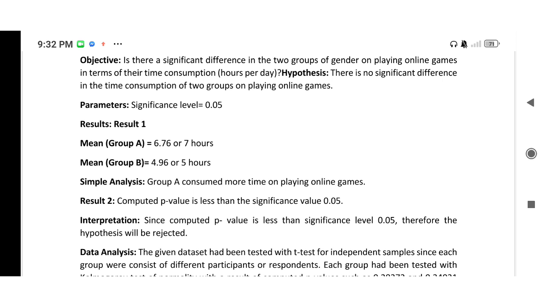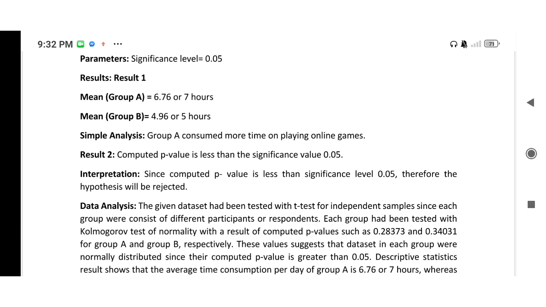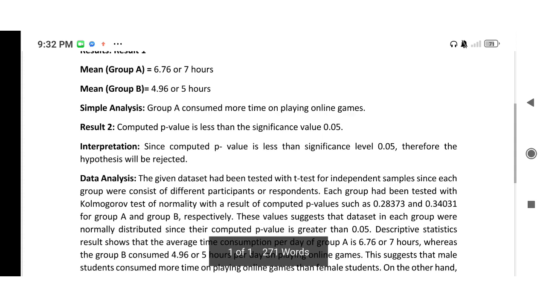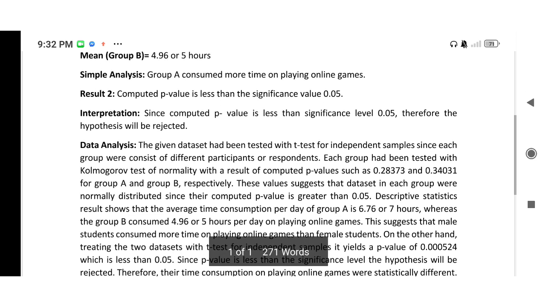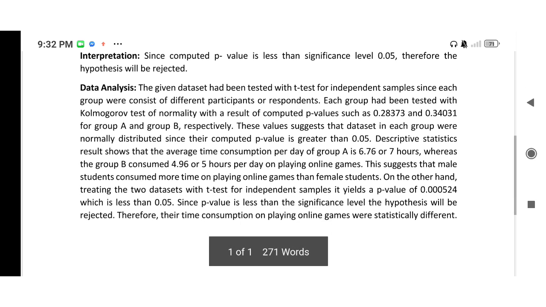Result 1: mean of group A is equal to 6.76 or 7 hours. Mean of group B is equal to 4.96 or 5 hours. Simple analysis: group A consumed more time on playing online games. Result number 2: computed p-value is less than the significance value 0.05. Interpretation: since computed p-value is less than the significance level 0.05, therefore the hypothesis will be rejected.